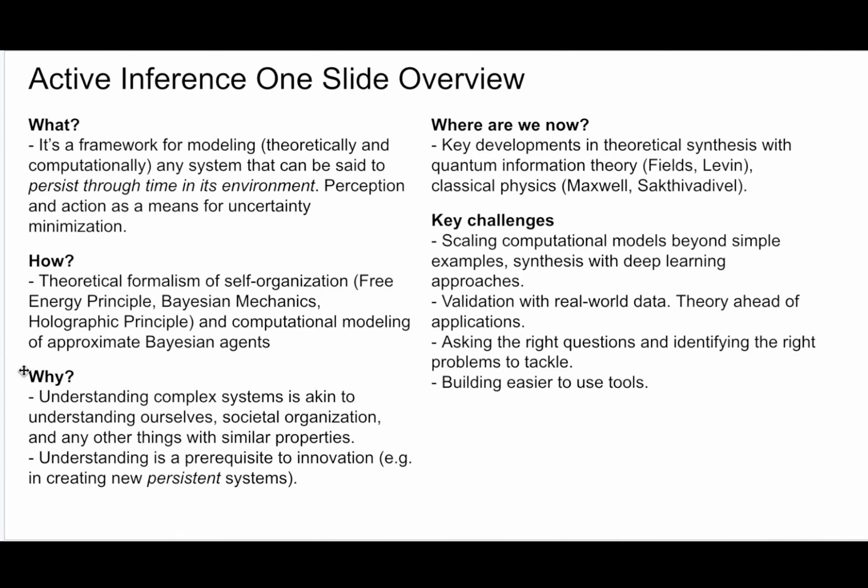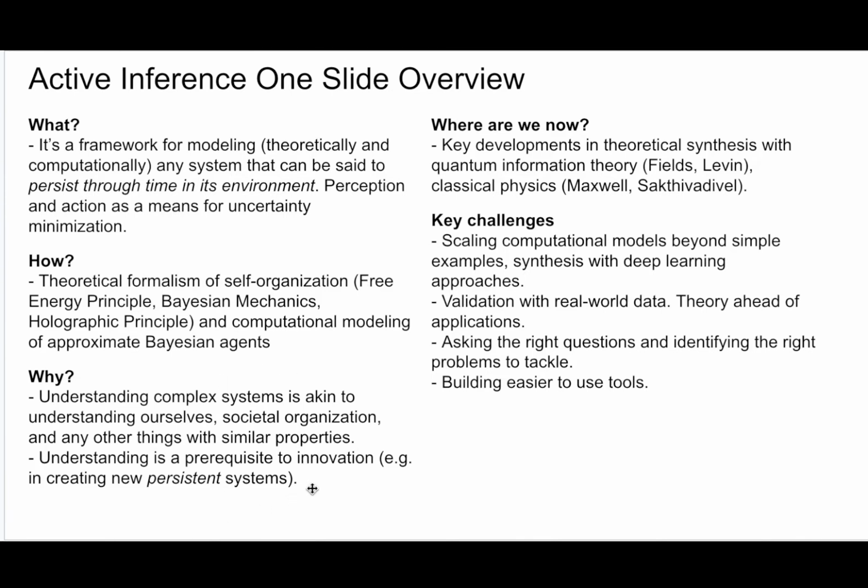Why do we need active inference? Well, in essence, understanding complex systems is akin to understanding ourselves, societal organization, and any other things with similar properties. So we want some kind of formalism to understand how different things are related, and active inference, as well as the free energy principle, gives us the tools to understand systems at many different spatiotemporal scales with the same unifying language. I would also argue that understanding is a prerequisite to innovation.